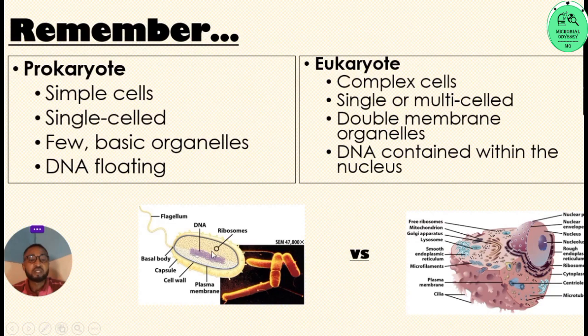Then the DNA in the prokaryotic cell is floating, as you can see here, while in the eukaryotic organism, the DNA is found in the nucleus. That is the basic difference between the prokaryotic and eukaryotic cell: the presence of a well-defined, well-structured nucleus that contains the DNA, which is absent here. So the DNA is just floating within the cytoplasm of the organism.